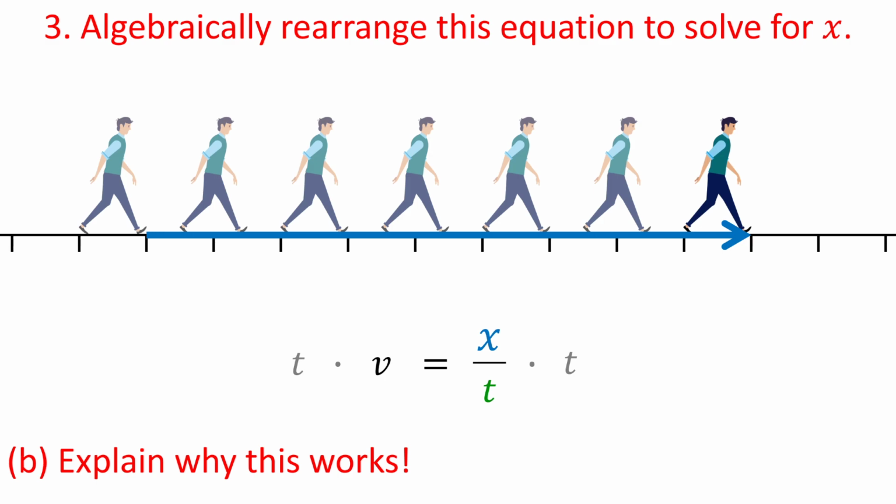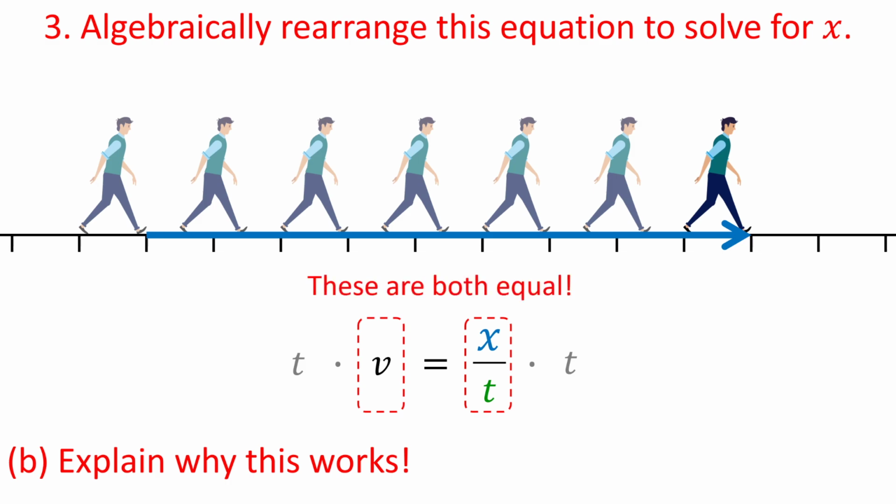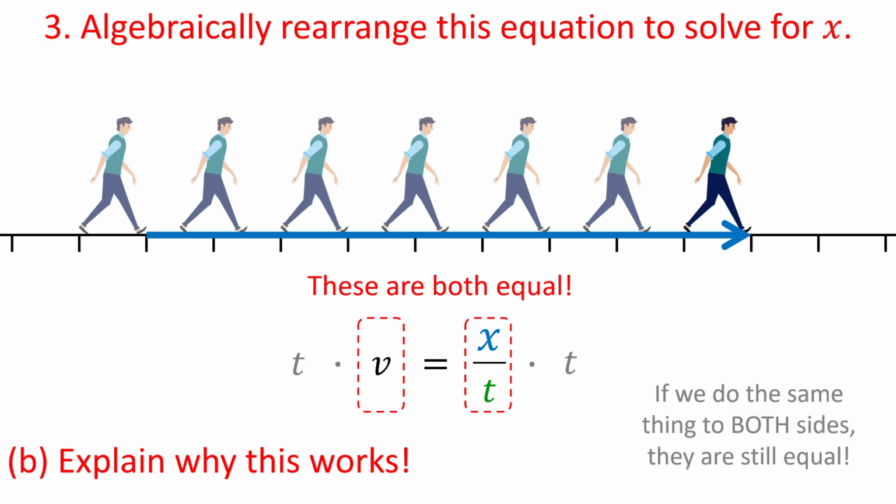So here's what happens. First, you need to recognize that both of these quantities, v and x over t, are equal. They're the same thing. And so if we do the same thing to both sides, multiply by t, then both sides of this equation are still equal. So we haven't changed anything. Even though we've added a multiply by t on both sides, you haven't changed the equation at all. Both sides are still equal.